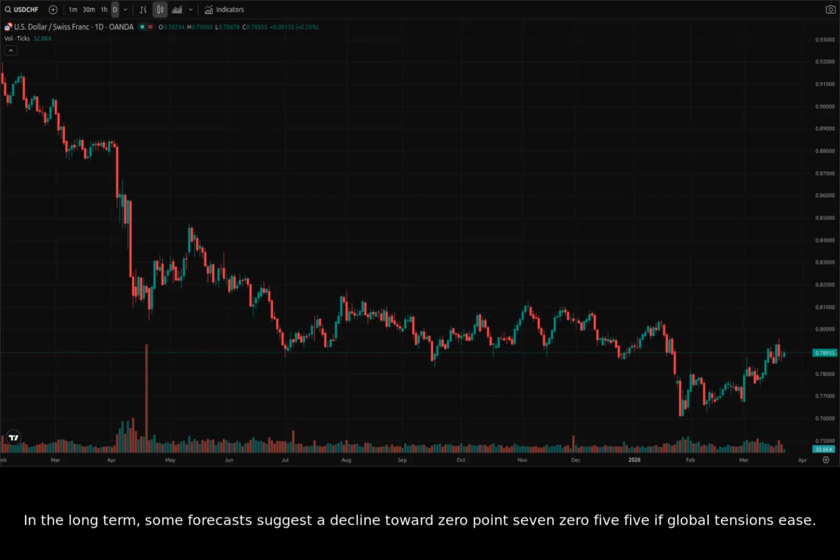In the long term, some forecasts suggest a decline towards 0.7055 if global tensions ease. For now, the pair remains in a constructive but fragile uptrend that requires a clear breakout to confirm the next leg.